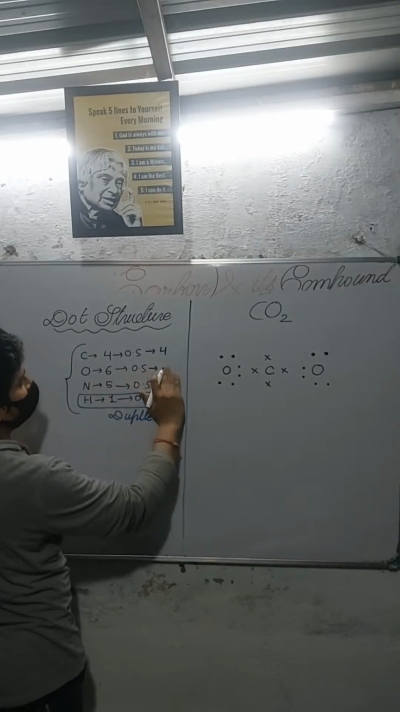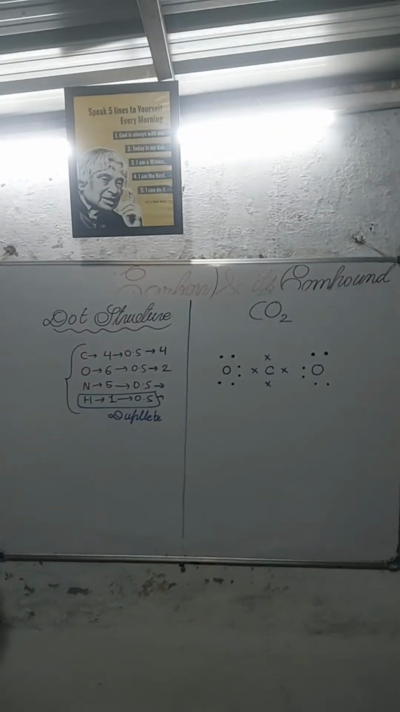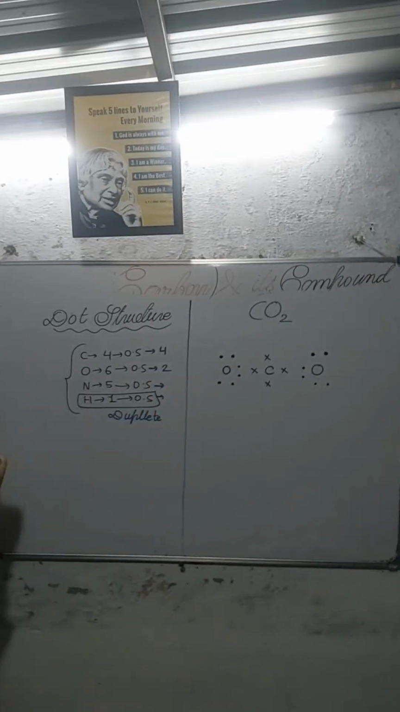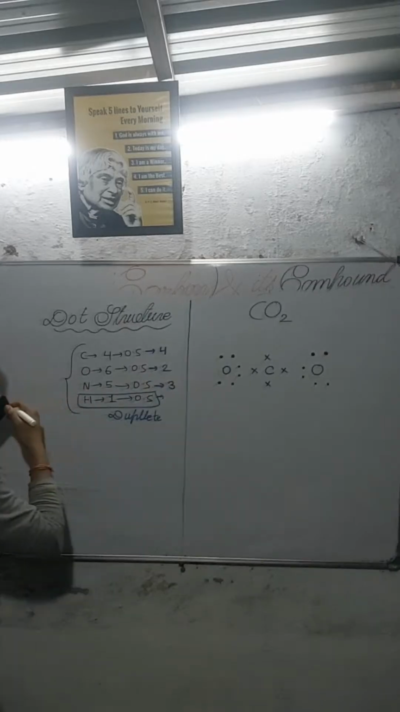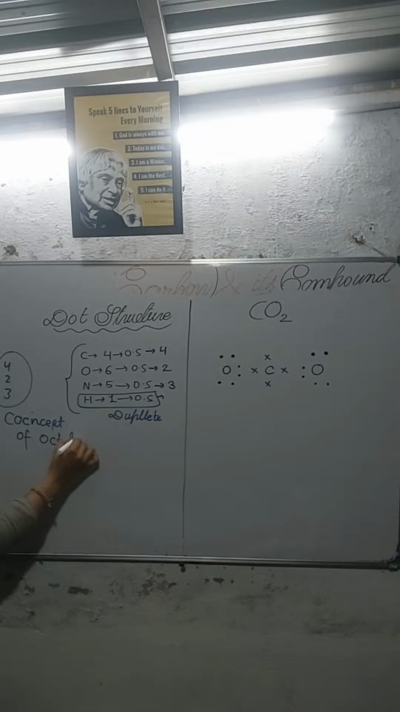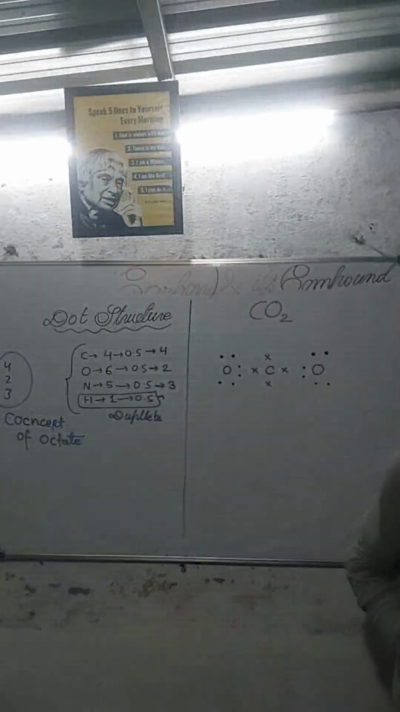Oxygen has 6, right? Sorry. Oxygen has 6, so how many more? 2. That means 8. The meaning is that 8 is needed completely. 4 plus 4 is 8. 6 plus 2 is 8. 5 plus what? 3. Sir, why is it that 4, 2, 3? The science behind this, my dear children, is the concept of octet. Octet means eight.